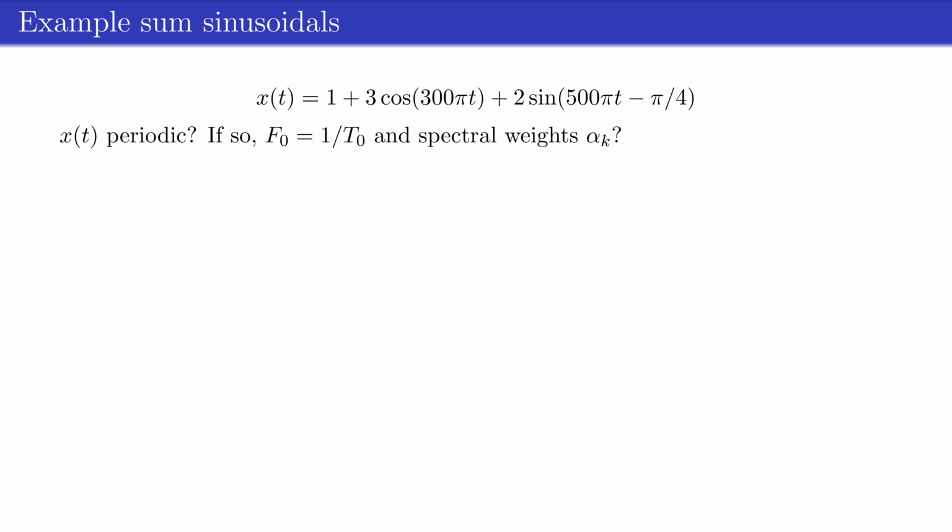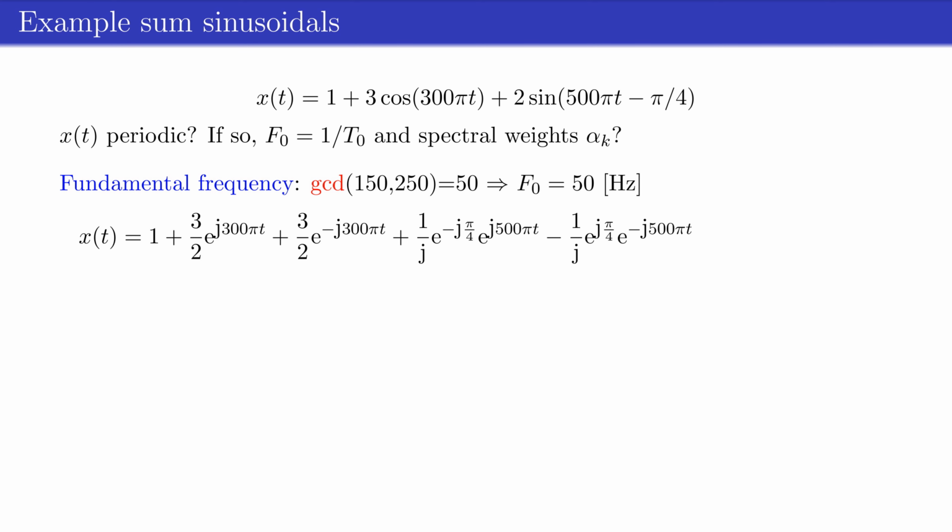In the second example, we will evaluate the spectral content of a signal which consists of a sum of 3 sinusoidals. But first we will verify if the signal is periodic. We can calculate the fundamental frequency by applying the greatest common divisor operator to the available frequencies. Thus the signal x of t is a periodic signal with a fundamental frequency of 50 Hz in this case.